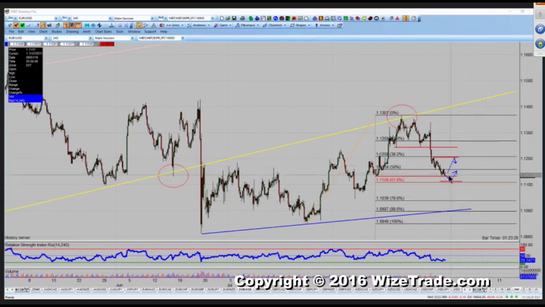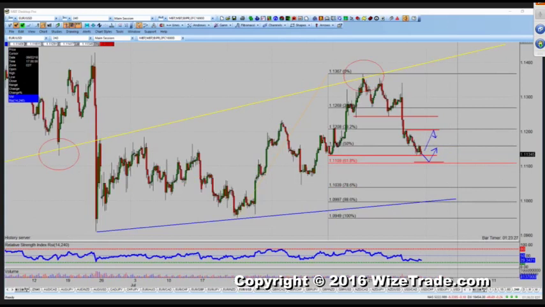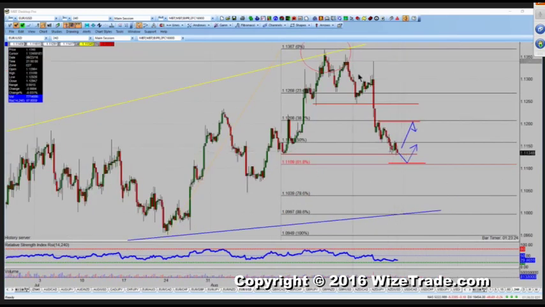You don't have your risk reward at this stage in the euro. It's not good.